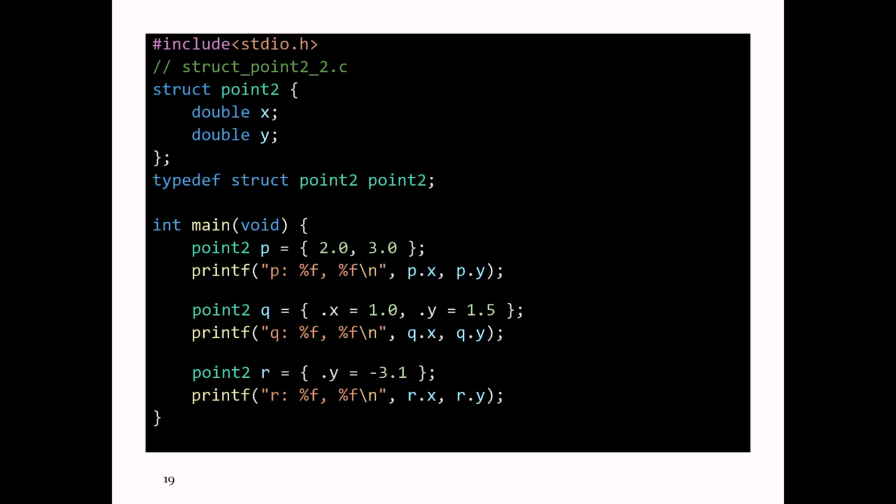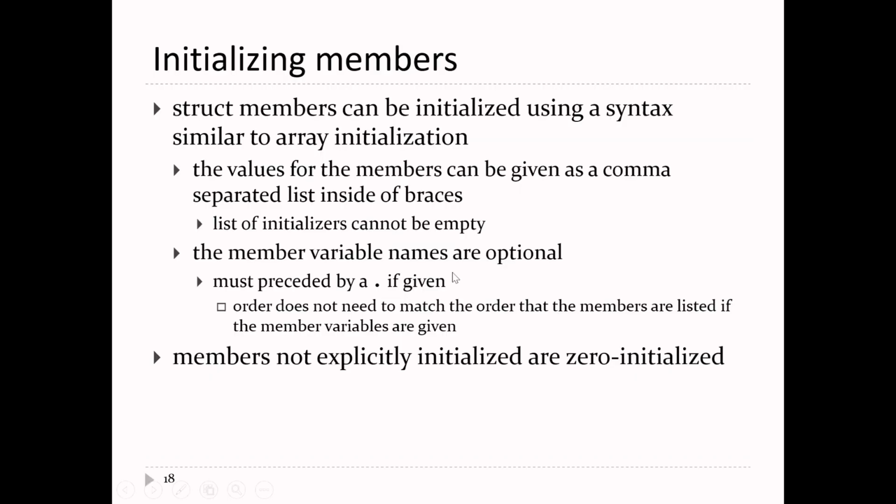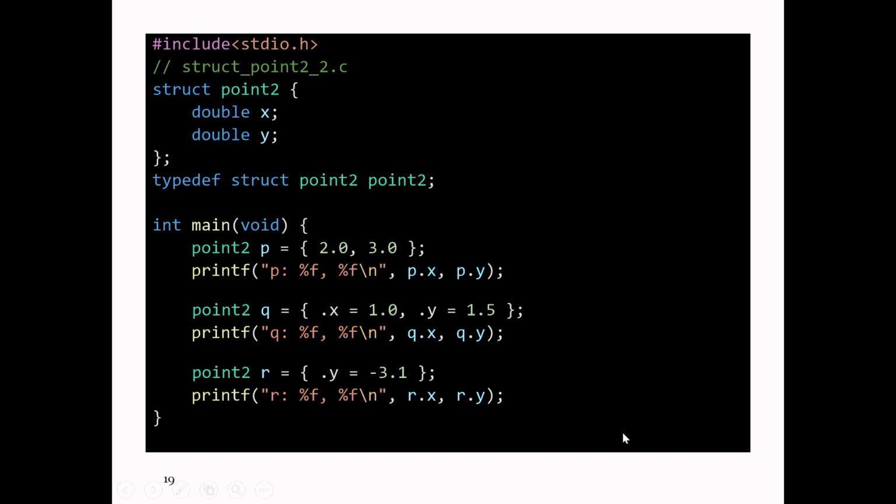And then finally, you don't have to set all the members if you don't want to. I can write r equals .y equals minus 3.1, and that sets the y coordinate to minus 3.1. Members not explicitly initialized are zero initialized. So in the bottom example, I did not initialize the member x to anything, so it gets initialized to 0 automatically. So you get r: 0.0, minus 3.1.